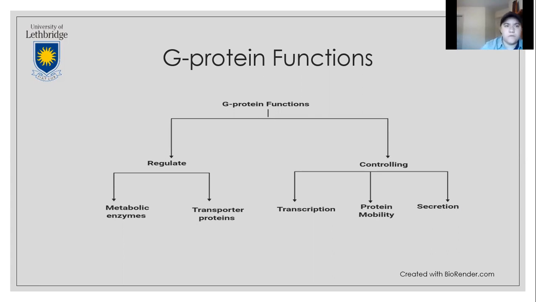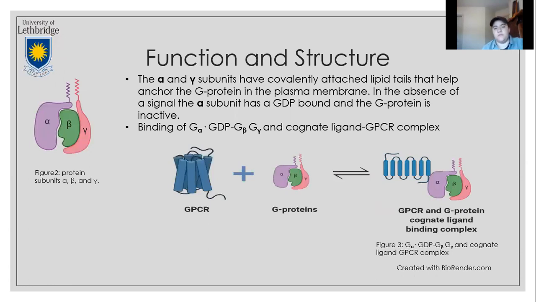However, one of the most important aspects of the structure of these proteins that affects the overall signaling pathway is the covalently attached lipid tails of the alpha and gamma subunit, as you can see here, which anchor the G proteins to the plasma membrane.